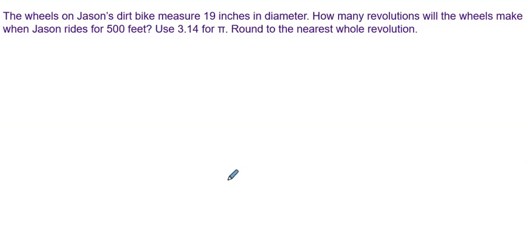In this problem, the wheels on Jason's dirt bike measure 19 inches in diameter. How many revolutions will the wheels make when Jason rides for 500 feet? Use 3.14 for pi. Round to the nearest revolution.